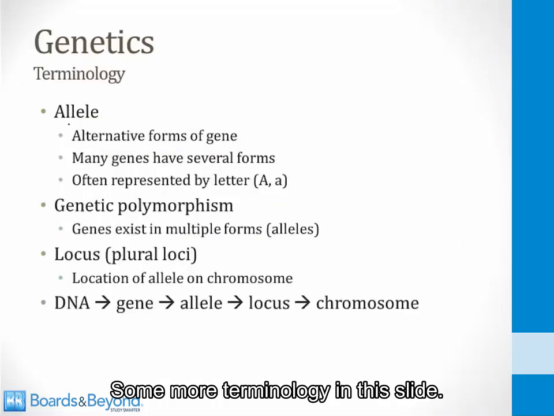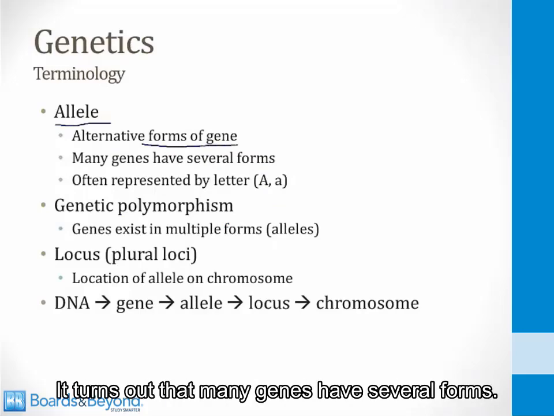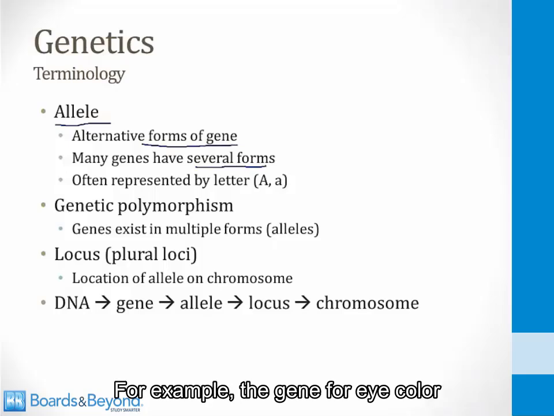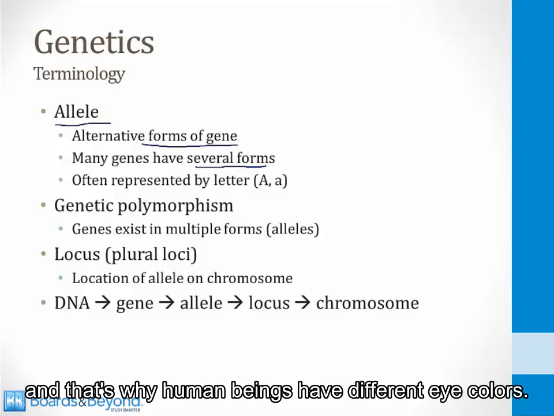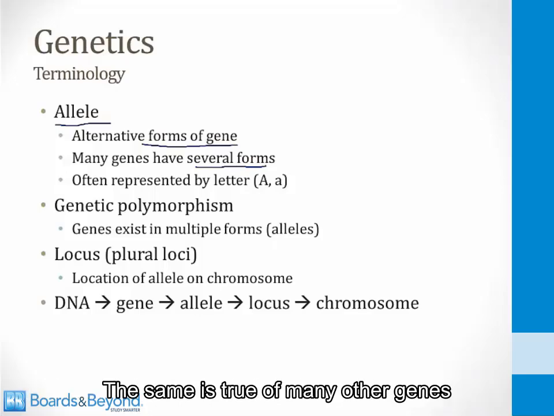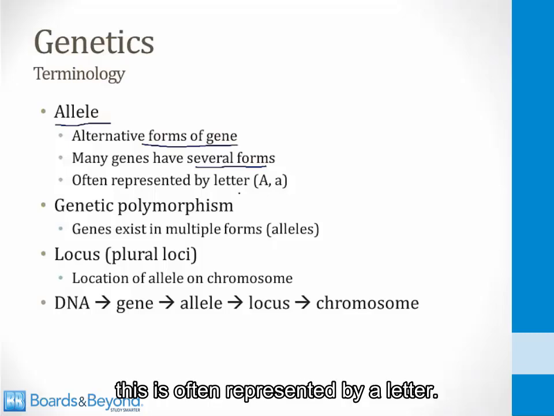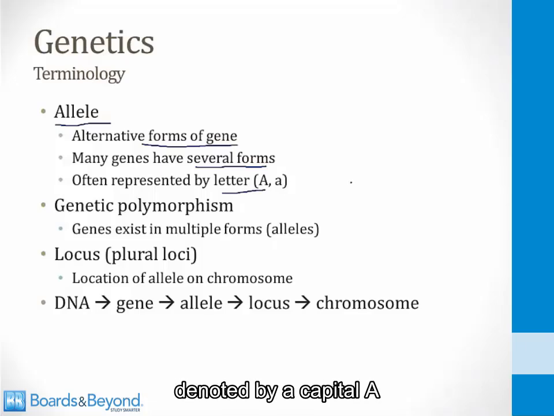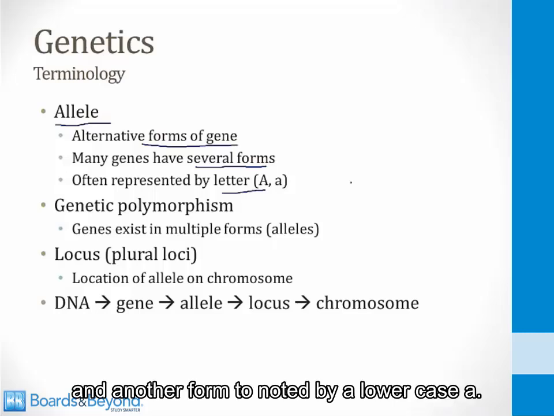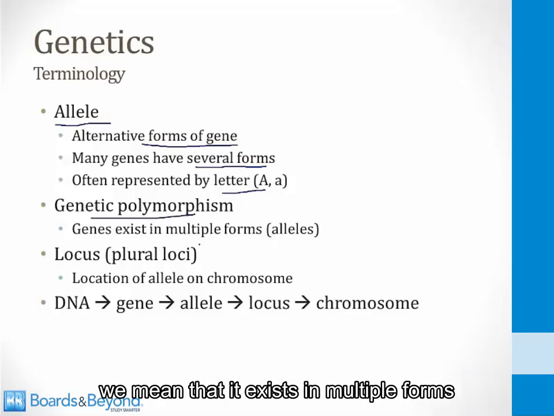Some more terminology on this slide. An allele is an alternative form of a gene. It turns out that many genes have several forms. For example, the gene for eye color has multiple different forms, and that's why human beings have different eye colors. The same is true of many other genes. And in genetic textbooks and in genetic descriptions, this is often represented by a letter. For example, the A gene will have one form denoted by a capital A and another form denoted by a lowercase a. When we say a gene displays genetic polymorphism, we mean that it exists in multiple forms and has many different alleles.